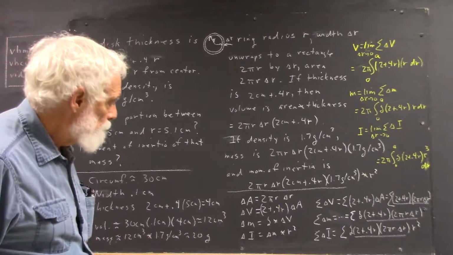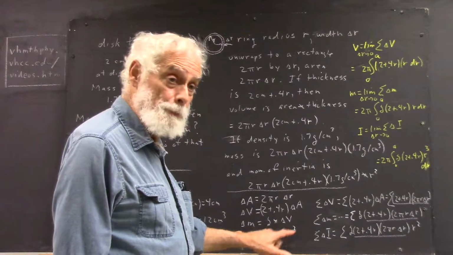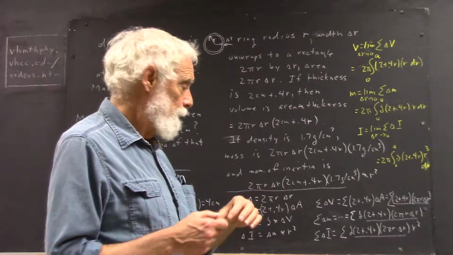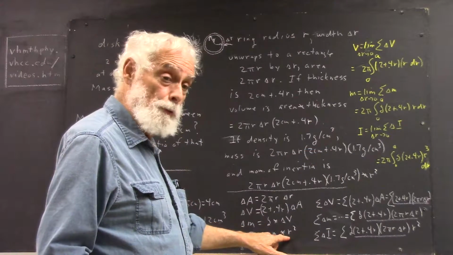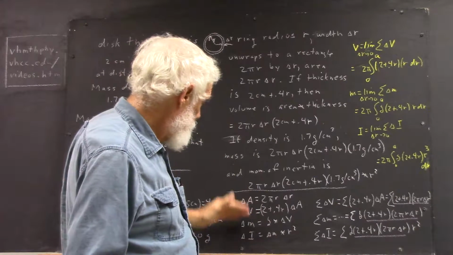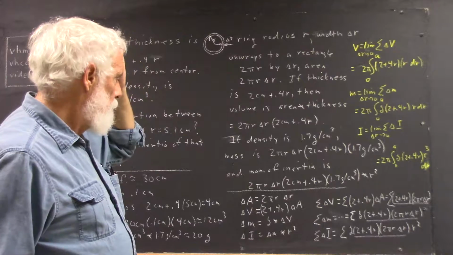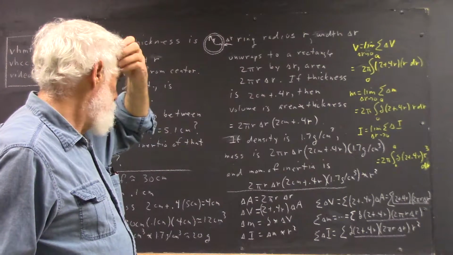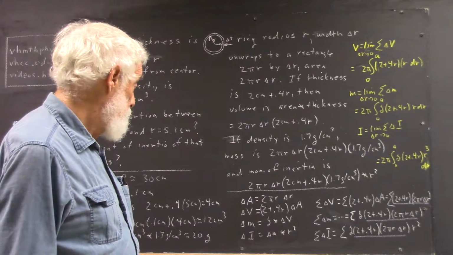And finally, the moment of inertia is just the mass of the thing times its distance, which is pretty constant for the whole mass, times the square of that distance. Mass times the square of the distance. So we should understand these relationships. Now, if we add up all of the volume elements, we get the total volume of the disk.